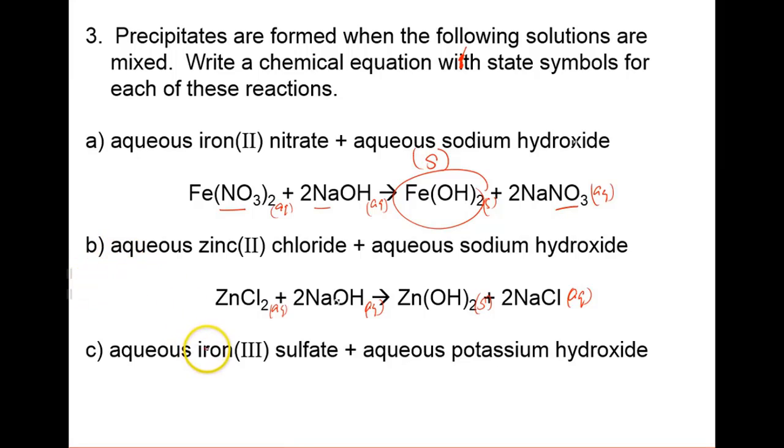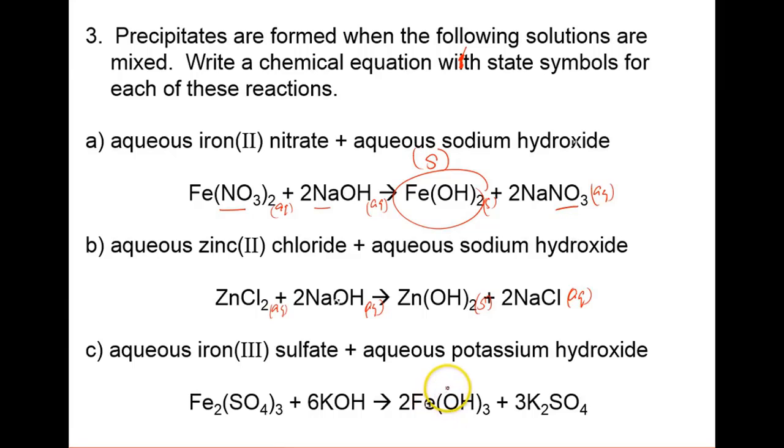The last one is aqueous iron 3 sulfate with aqueous potassium hydroxide, giving us iron 3 hydroxide. This is a reddish brown precipitate. So being a precipitate, this is a solid because it is insoluble in water. All potassium compounds are soluble in water. This is the base, and this is the aqueous sulfate. So it's aq, aq, solid, and aq.